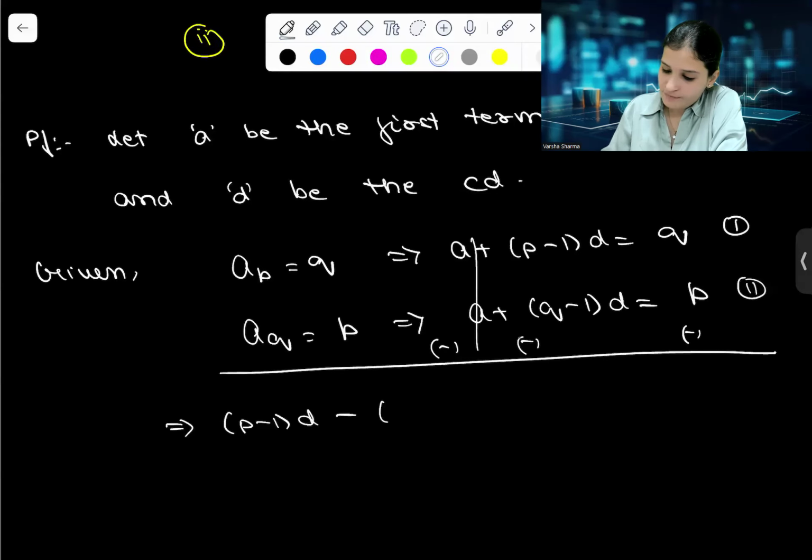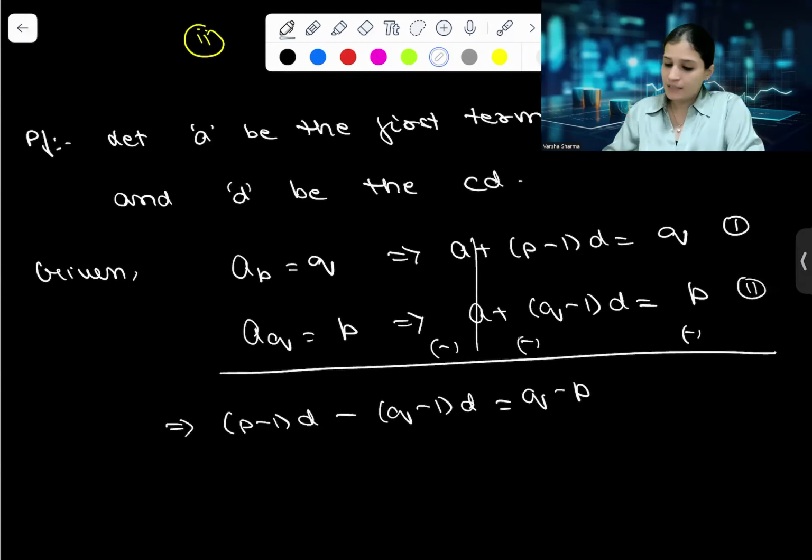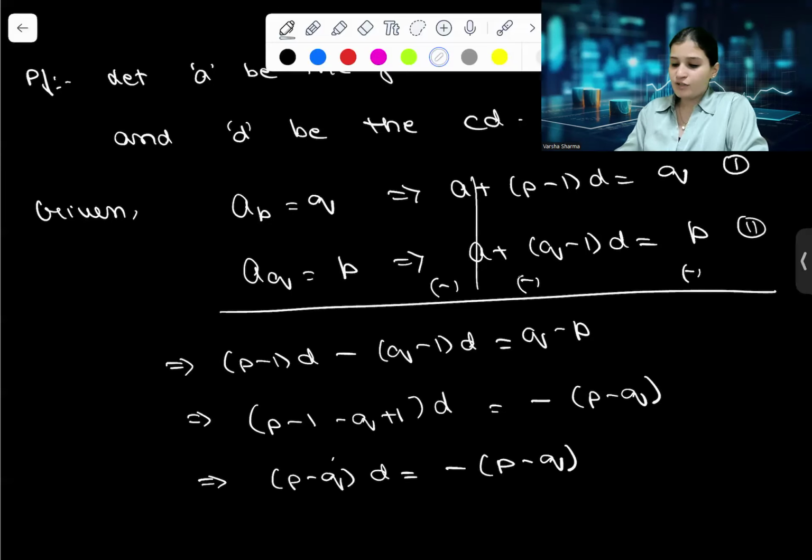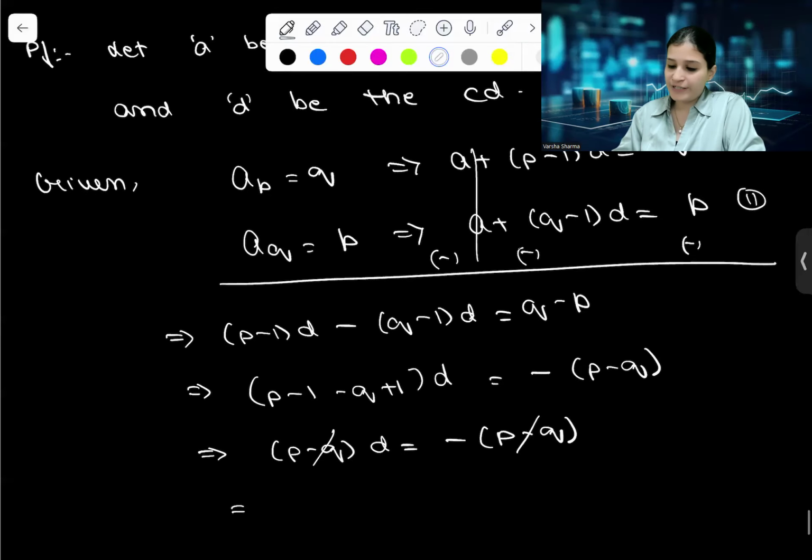(p - 1)d - (q - 1)d is q - p. Taking d common: (p - 1 - q + 1). Taking minus common, the 1 gets cancelled. (p - q) into d is minus of (p - q). p - q gets cancelled, so the value of d is -1. Is this part understood? Guys, is it understood? Yes, ma'am.